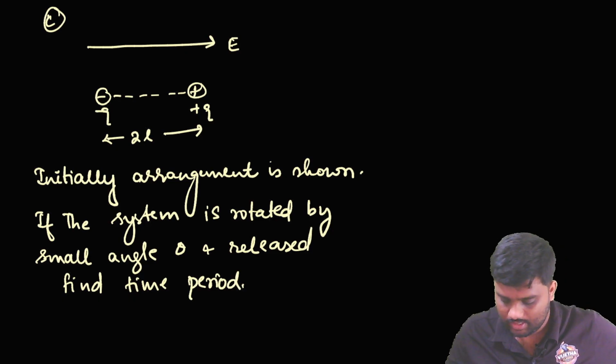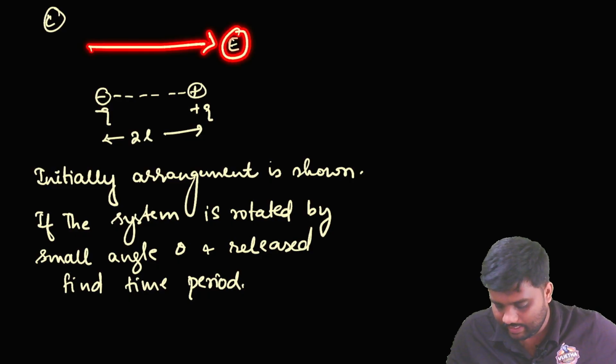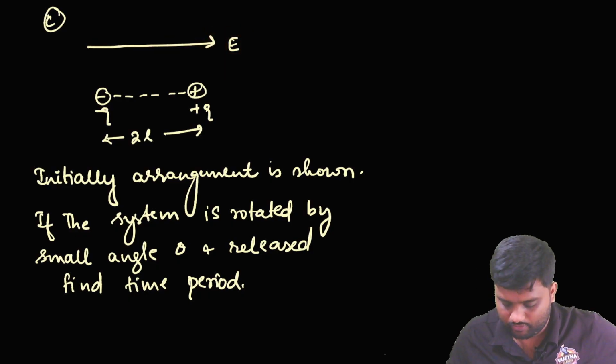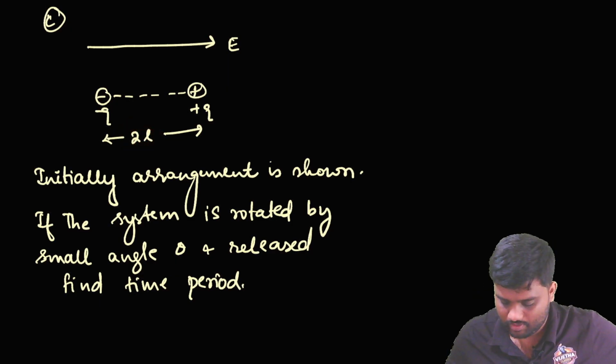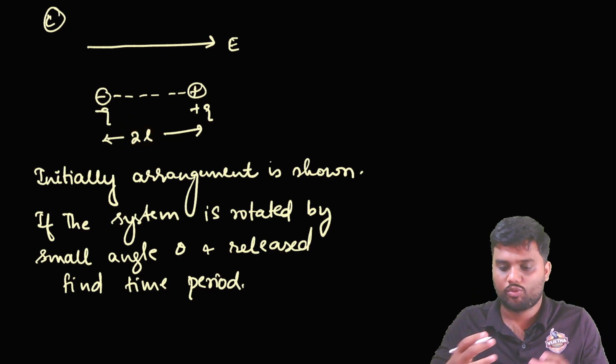See, this is the direction of this electric field. So for this electric field, you are having what? Negative charge and positive charge. They are separated by the distance what? 2L. Now here there is no movement.